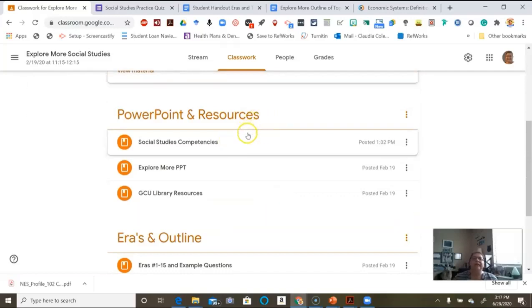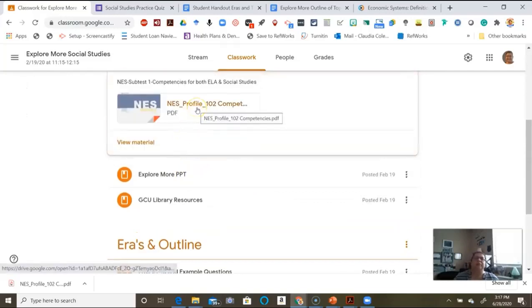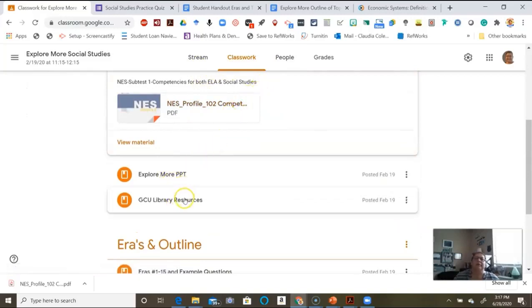PowerPoint. Definitely this PowerPoint will be in the Explore More PowerPoint. It'll say fall 2020. And then social studies competencies. So this is the material I was showing you when I showed you all the competencies. You can just click on that and it'll take you right to the competencies.